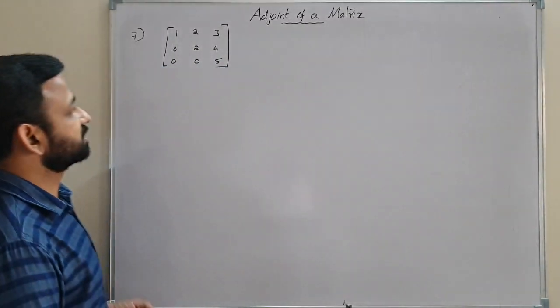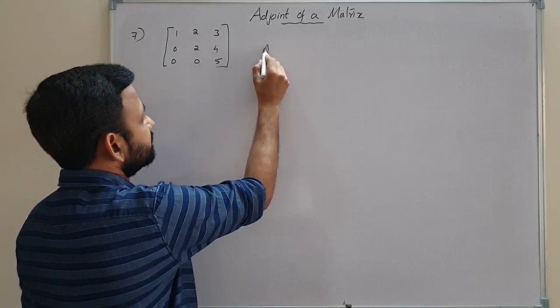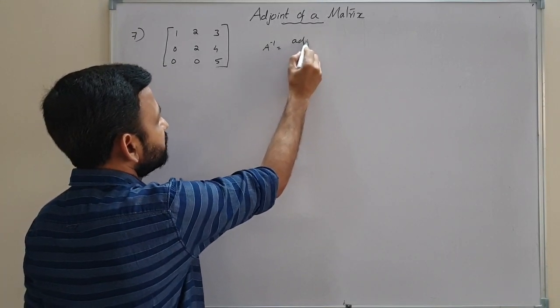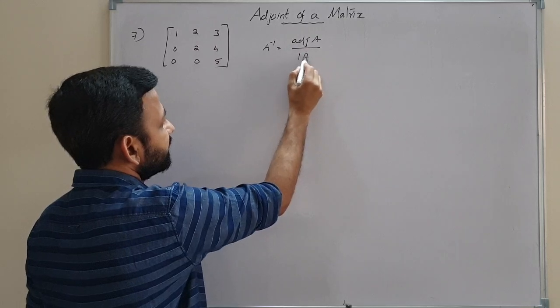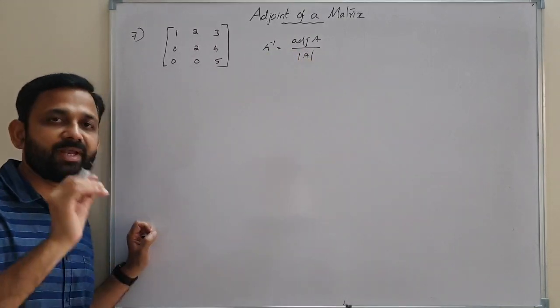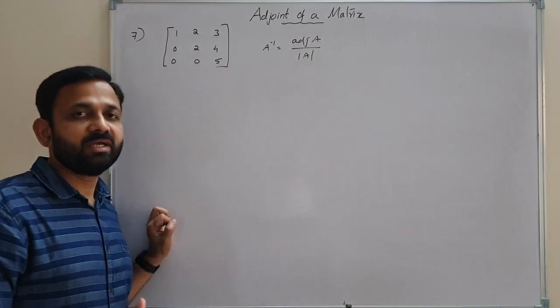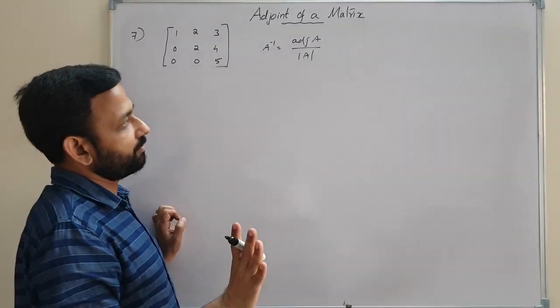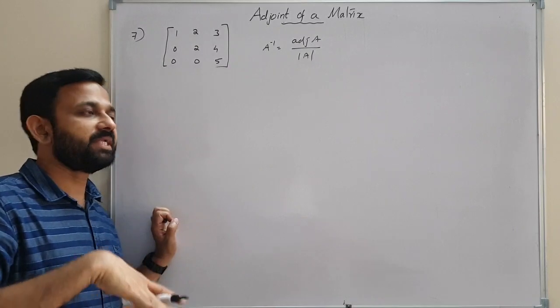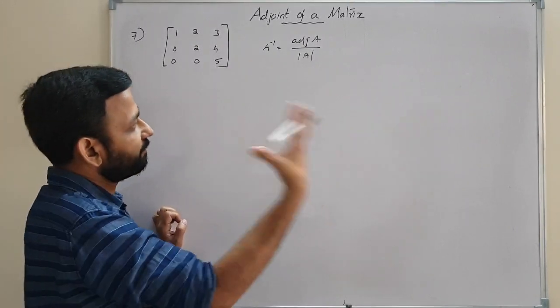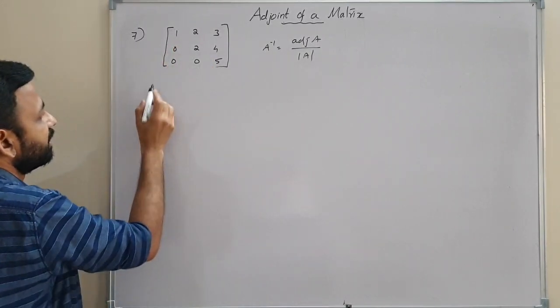Inverse of a matrix, A inverse, is equal to adjoint A divided by determinant A. So first we have to find determinant A. If determinant A equals 0, we cannot find the inverse. If determinant A is not equal to 0, we will find the inverse. So first we will find determinant A.